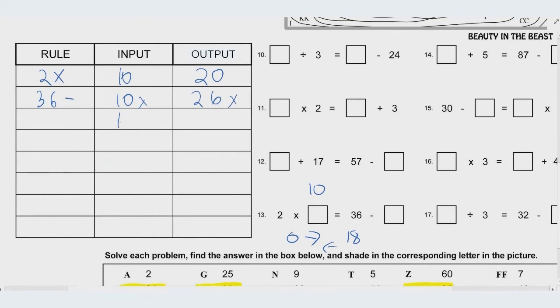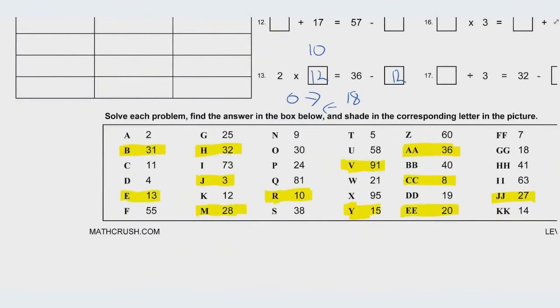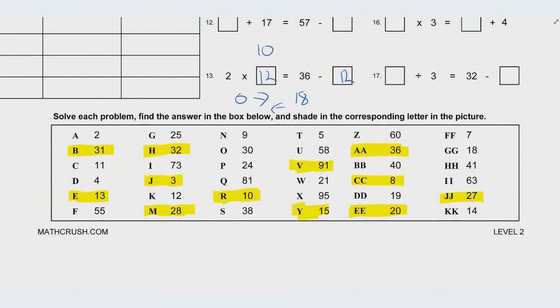So I say let's try 12. We put 2 times 12, 36 minus, 2 times 12 is 24, and 36 minus 12 is 24. So we know 12 goes in our box, and we find 12 down here in our other box, our big box, and it's K. So we shade in all the K's.